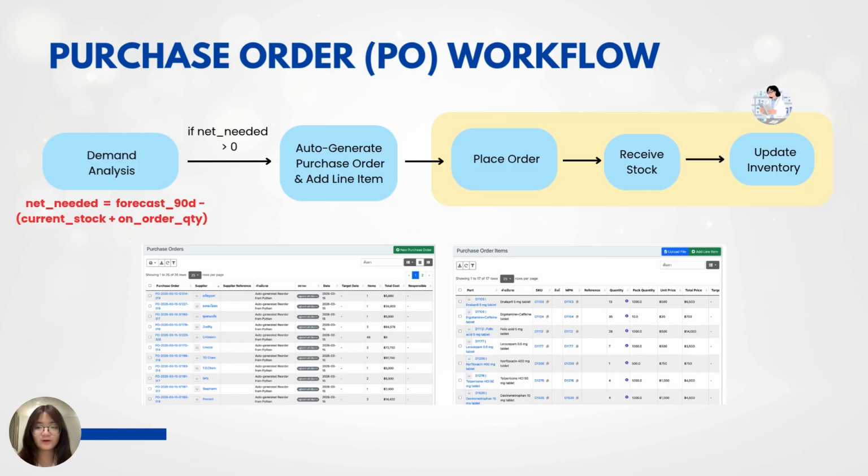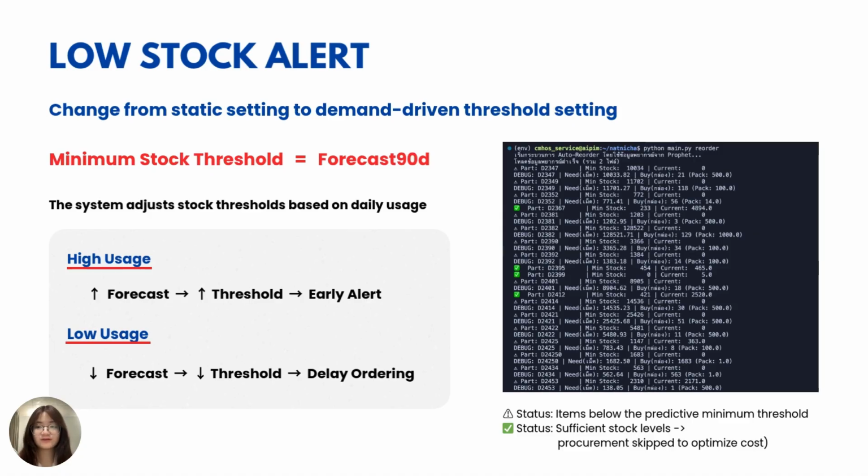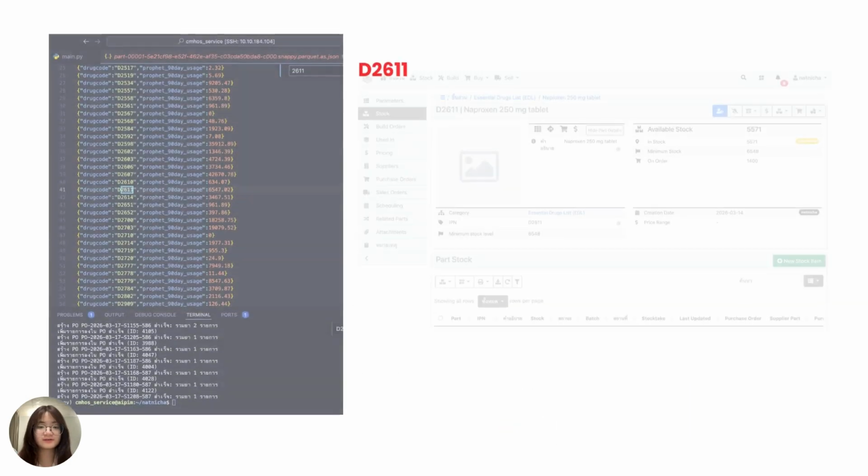And this is the purchase order workflow, which describes how we manage the procurement process from analysis to purchasing. Before generating a purchase order, the system first performs a low stock alert that we have changed from a static setting to a demand-driven threshold setting, where our minimum stock threshold is directly synced with the Prophet's 90-day forecast. The system dynamically adjusts the minimum stock threshold based on the daily usage: for high usage, it automatically raises the threshold for an early alert, ensuring we have enough time to restock. Conversely, for low usage items, it will delay ordering to keep our inventory lean and prevent overstocking.